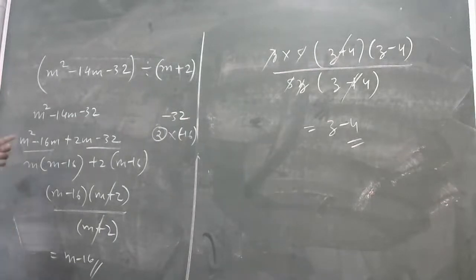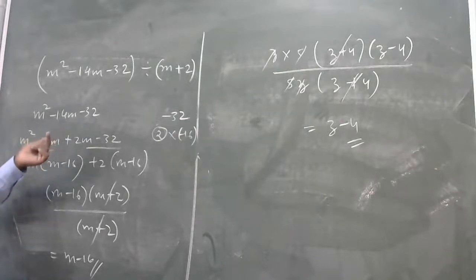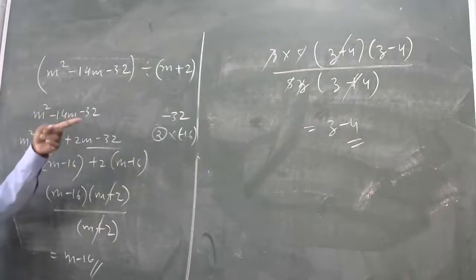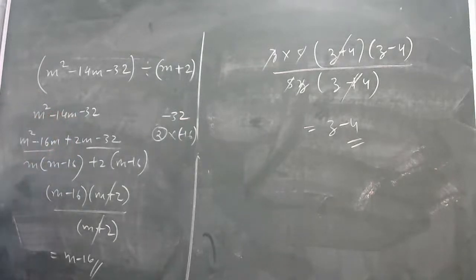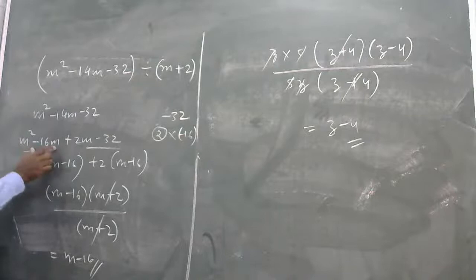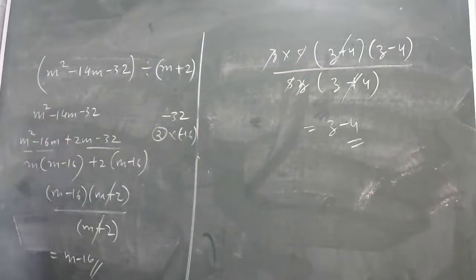And whenever you are doing these type of questions, we have two options to write: 2m first and minus 16m afterwards. But what you do, whenever you are having negative terms, write that negative term first and positive term afterwards. When we take common terms, there it will be useful.